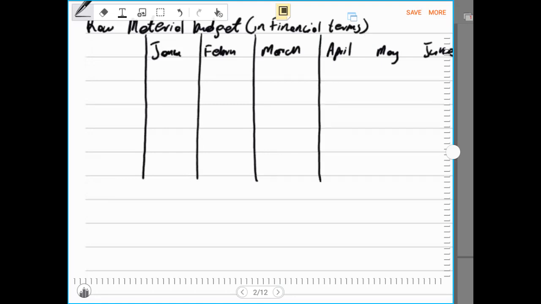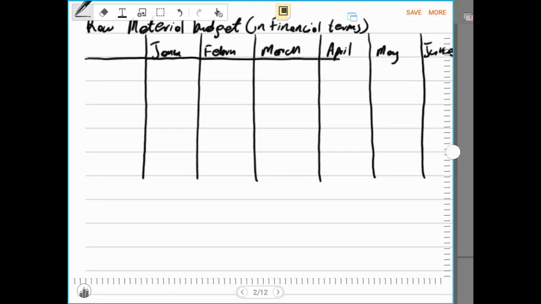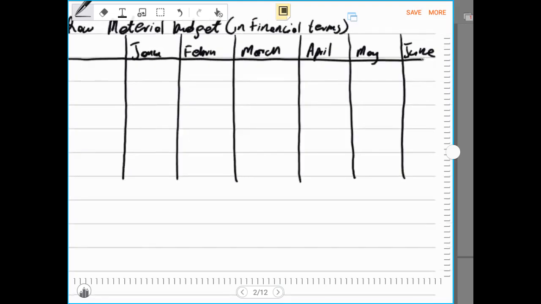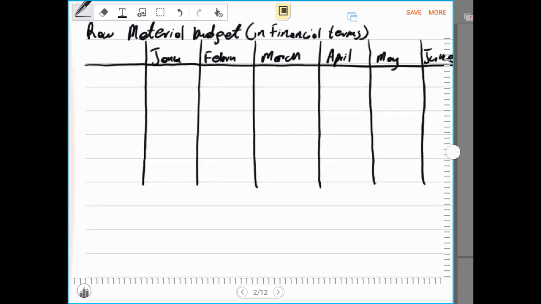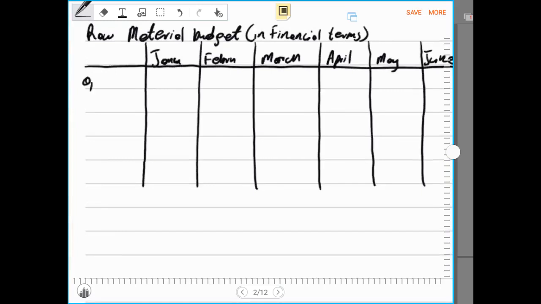Draw lines in between for the budgets. And the question of budgets, guys, is very important. You can be asked, or you will be asked any budget in your exams. And this question can be out of 10 marks or even more than 10 marks. Preferably, I'm sure it will be more than 10 marks.